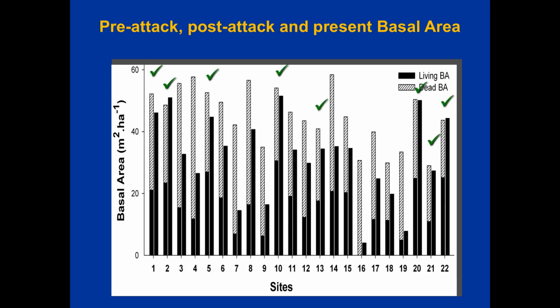You can see that a number of those stands, those are 22 different stands, have recovered almost completely in that 25, 30 years after the epidemic. And you can see that some of them have done really poorly. So why is that, and how do we predict this? How do we manage the current epidemic so that we just leave alone those ones with green ticks, and maybe we salvage the ones with the X?